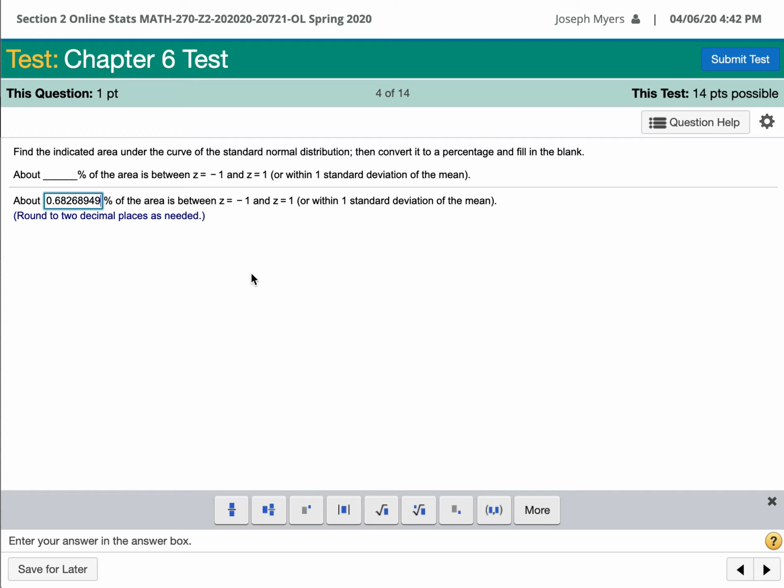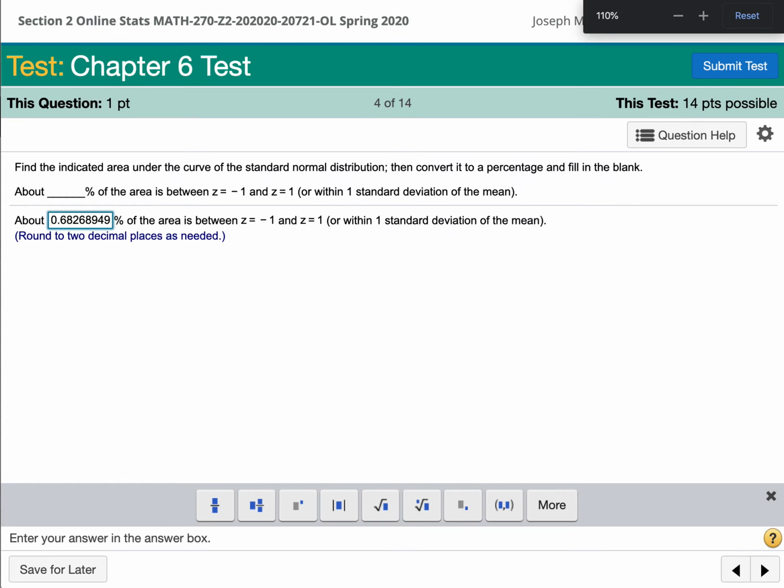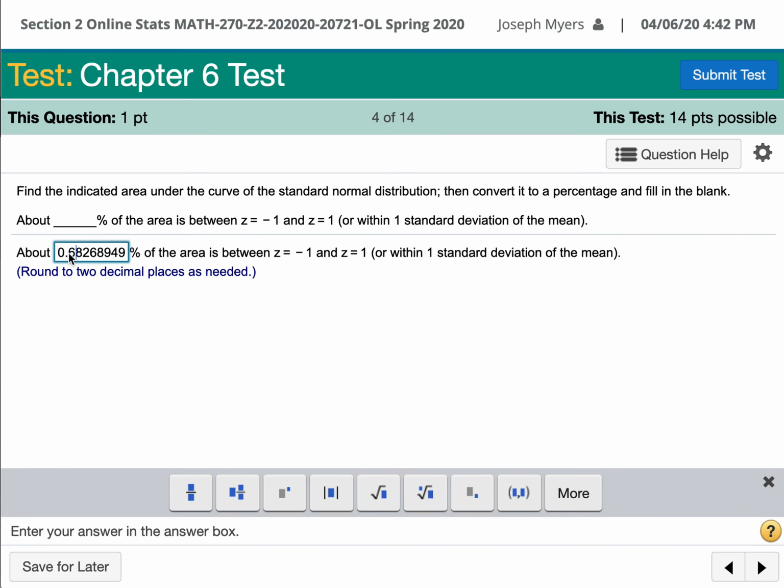Now I round that out. First I convert it to a percentage. That's a decimal, so I need to move the decimal point over by 2 places. Hold on, let me zoom in a little bit. It's kind of hard for you to see that decimal point. So I'm going to move that decimal point over to there. And then I'm going to round it off to 2 decimal places. I'm going to round it off right there, but notice that's an 8. Anything 5 or bigger you round up, so that 6 becomes a 7. So 68.27%.